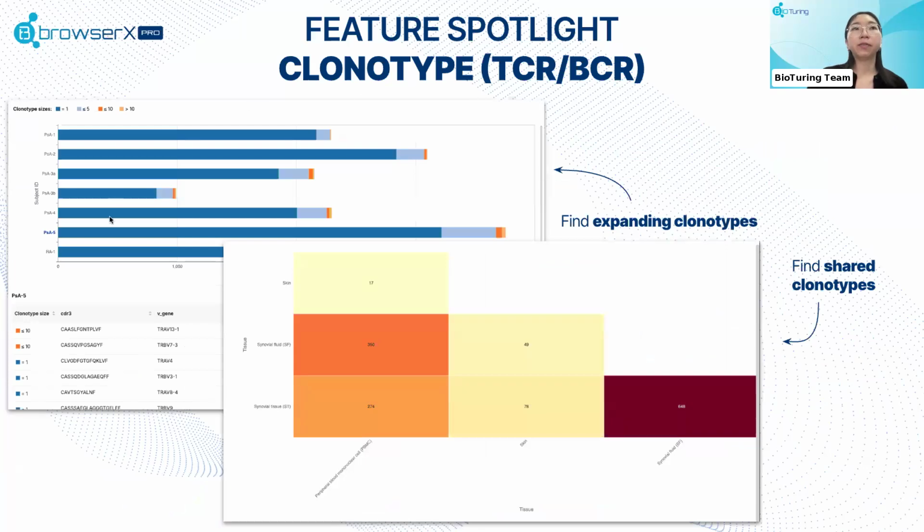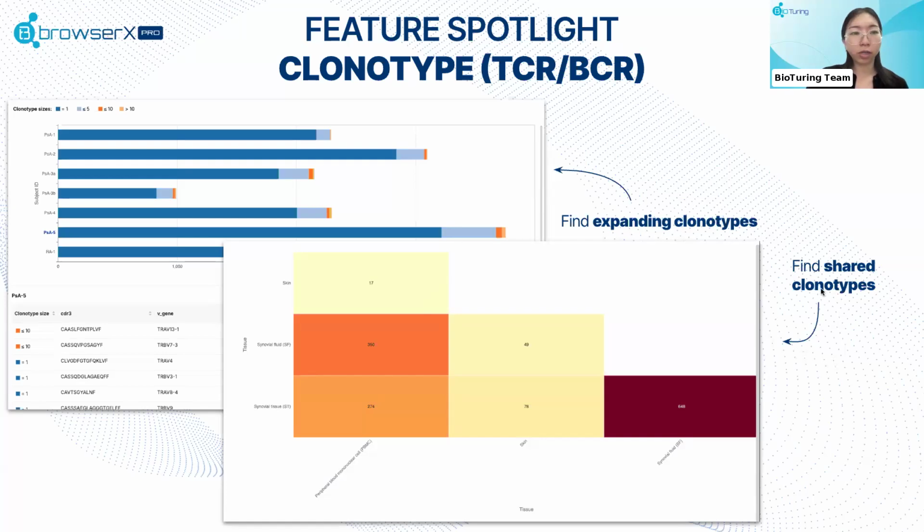Some of the visualizations that are output from this tool include this stacked bar plot here. This is where you can find which clonotypes are expanding. You can see across your different samples or across your different subjects, you'll be able to find the expanding clonotypes. Other than that, you can also find which clonotypes are shared between different subjects or samples as well.